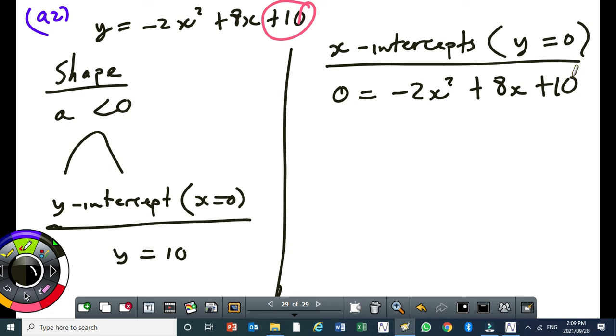Right? So here you can use the quadratic formula or complete the factorization. I'm going to factorize, so I'll divide every term by -2.